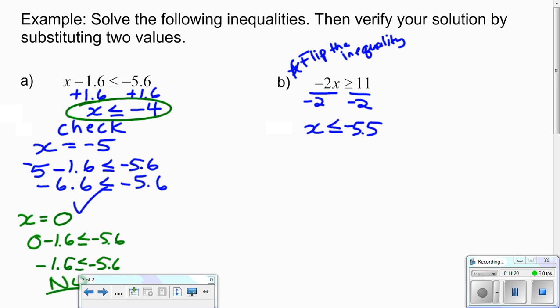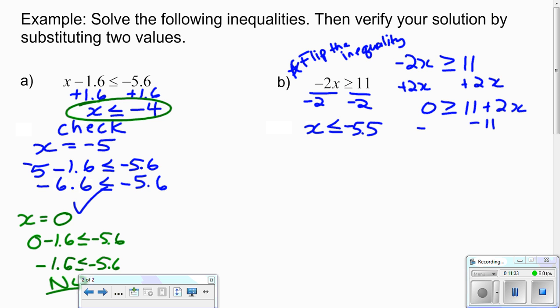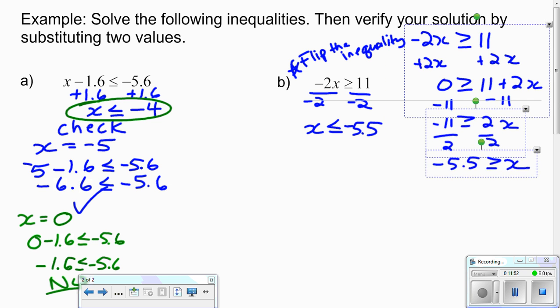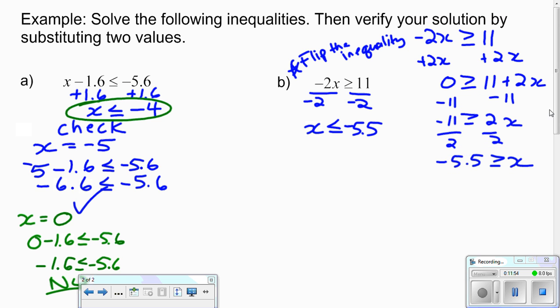If you don't like that, you could rearrange your inequality so that the x is positive by adding 2x, and then minus 11, and then divide by 2. So we're dividing by a positive, so we don't flip it. Either way, we get the same inequality. X has to be less than negative 5.5, or negative 5.5 has to be greater than x. I don't mind which way you prefer. The second way takes a little bit longer, but they're both proving the same point.